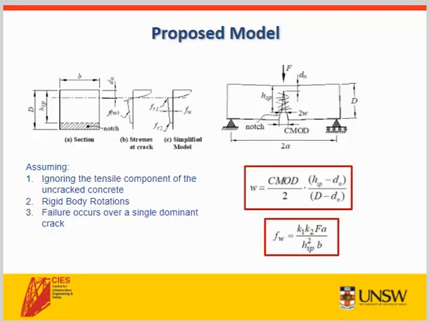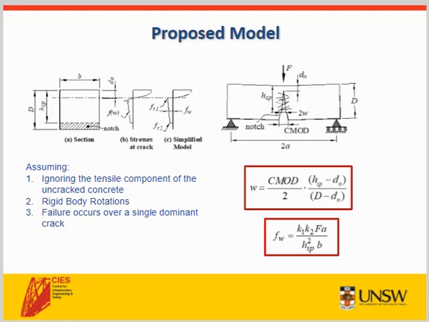We then took a blank canvas approach and started studying the response of a prism in bending. We made the following assumptions. 1, that we ignore the tensile component of the uncracked concrete. 2, that we assume rigid body rotations. And 3, that failure occurred over a single dominant crack. Again, what we expect from a strain softening material.